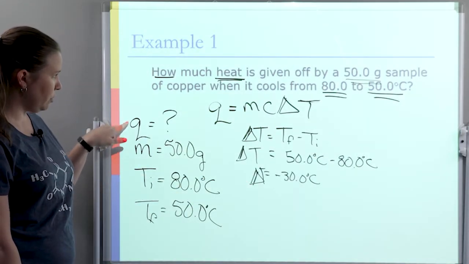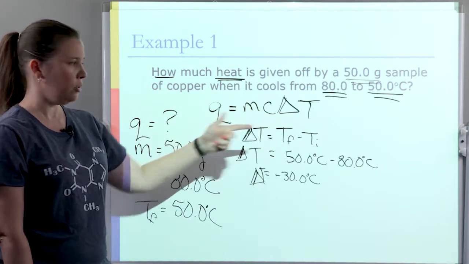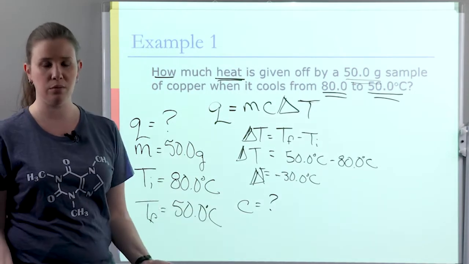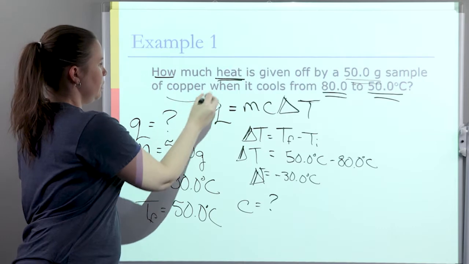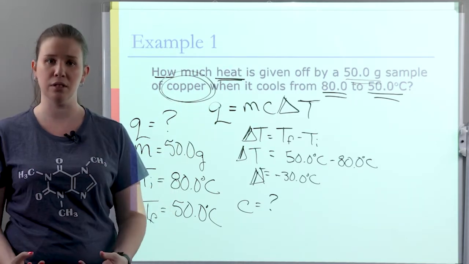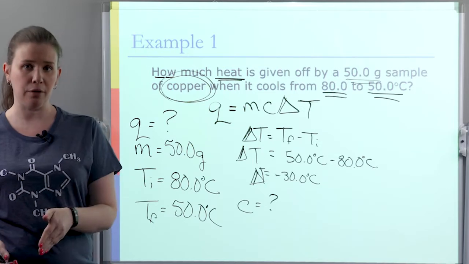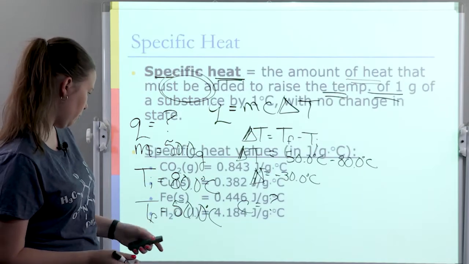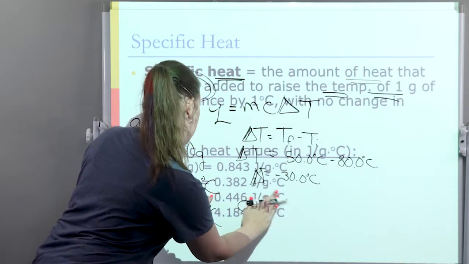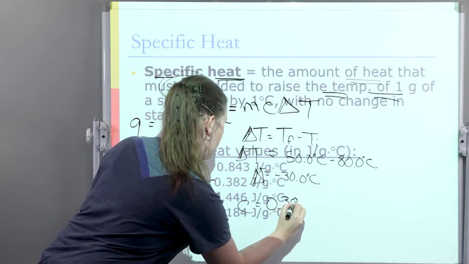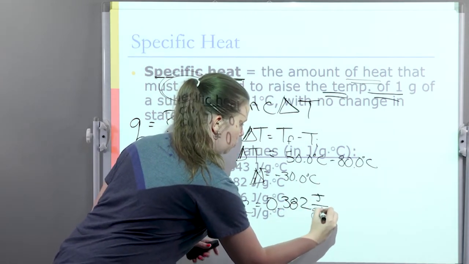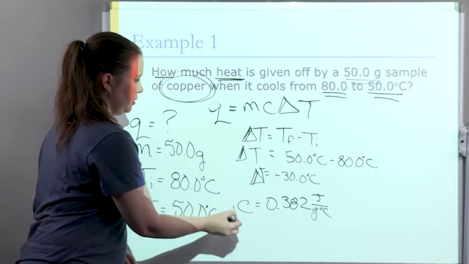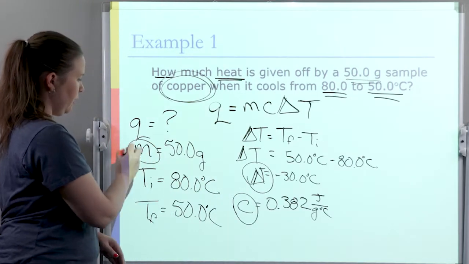I have Q unknown, and I still haven't found C anywhere. So the question now is, where can I find my C? Because I can't have two unknowns and solve the problem. The C is going to have to be looked up based on the substance. What is the specific heat for copper? And that's going to be on a reference table. So I'm going to pop back to my last slide. Copper's specific heat is 0.382 joules per gram degrees Celsius. So pulling that from the list on the prior slide, now I have C, delta T, and M.